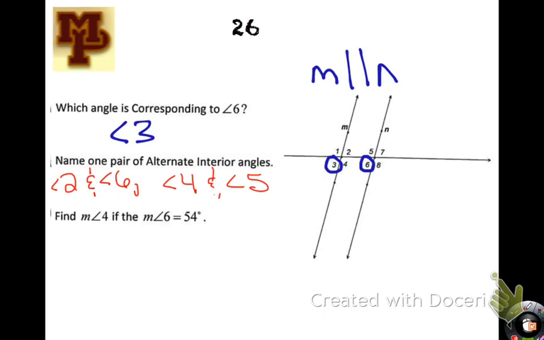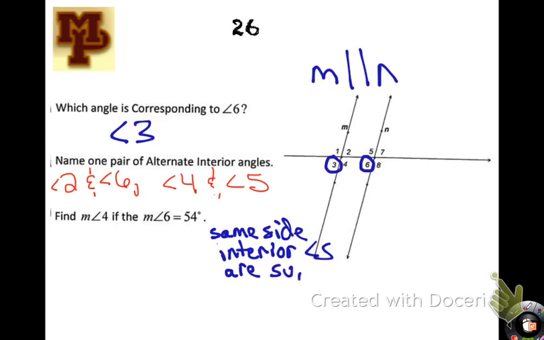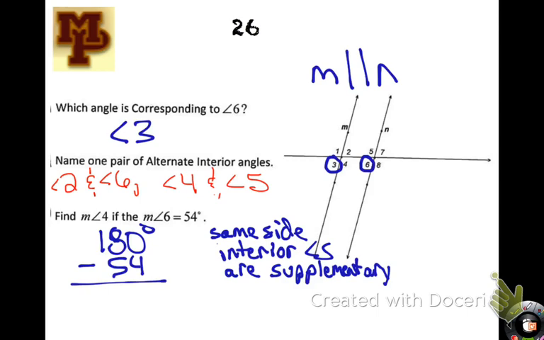And then let's try to find a measure here. So 4 and 6. You'll notice that 4 and 6 are on the same side of the transversal, so that means they have to be supplementary. Just to put a note here, these are same side interior angles, and they are supplementary. And that means we could just do 180 degrees minus 54, and then we'll be able to figure out angle 4. So that would be 126.